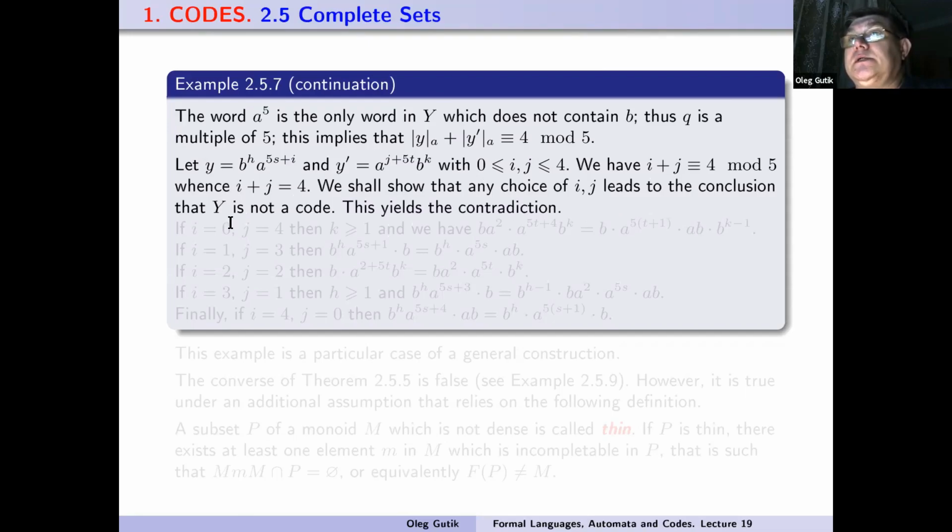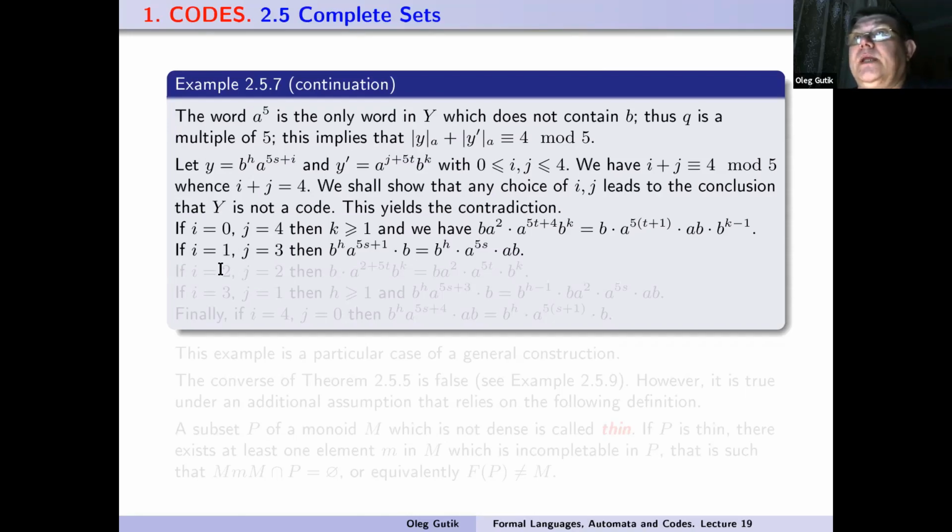This yields the contradictions. If i is equal to 1, j is equal to 4, then k is greater than or equal to 1, and we have that b multiplied by a to the power 5t plus 4, multiplied by b to the power k, is equal to b multiplied by a to the power 5t plus 1, multiplied by ab, multiplied by ab to the power k minus 1.